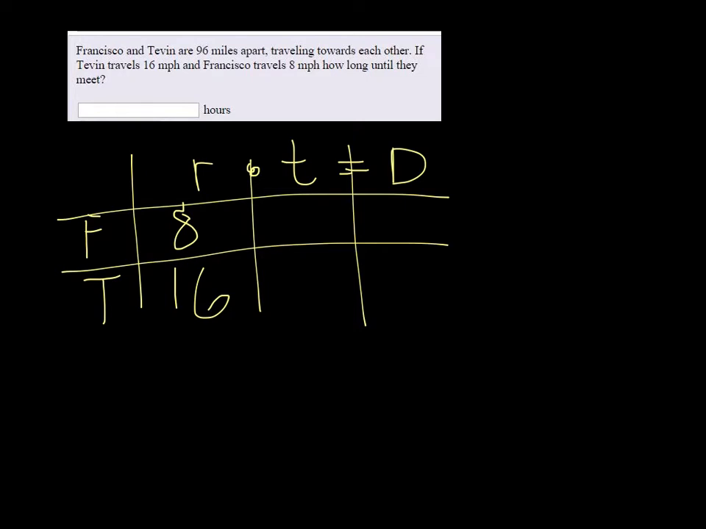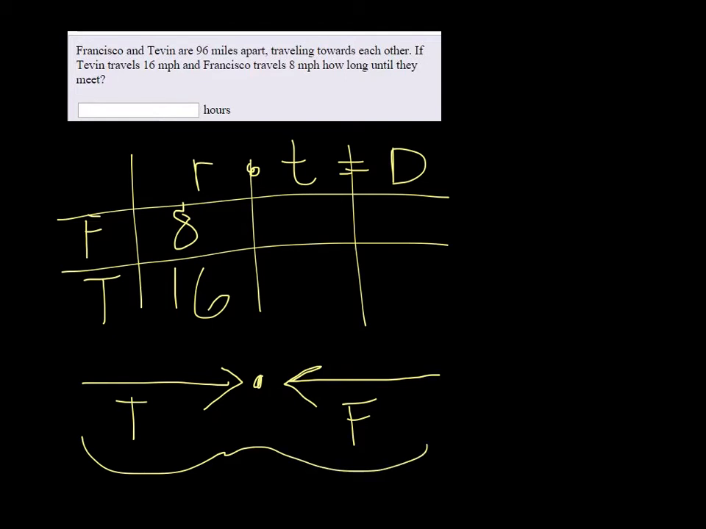And if we draw a little scenario here, we have one person going this way and one person going this way. We can call them one Francisco, one Tevin. And they're going to meet at the same point, and they're 96 miles apart. So the total distance is 96 miles. Now the time that it takes them to meet is going to be the same for both of them. And that's what the question's asking.